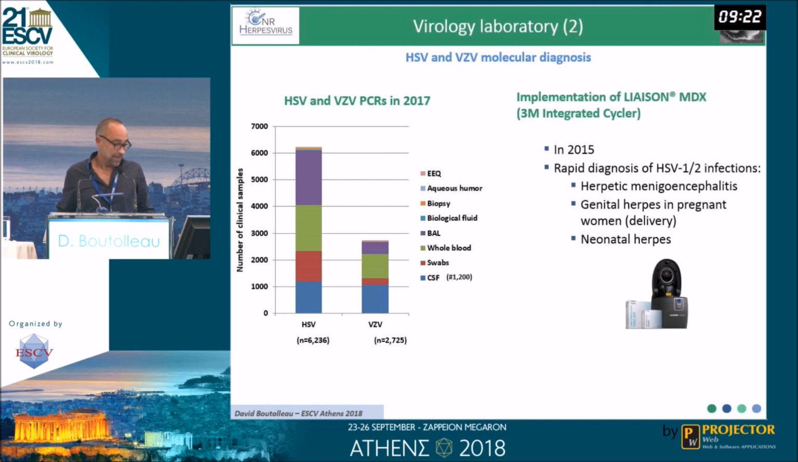So about 3 years ago, we implemented the Liaison MDX in the lab. At that time, it was the 3M integrated cycler, and we implemented this rapid technique for the diagnosis of HSV 1 and 2 infections, especially for herpetic meningoencephalitis, or let's say suspicion of herpetic meningoencephalitis, but also genital herpes in pregnant women at the time of delivery, and for the suspicion of neonatal herpes.